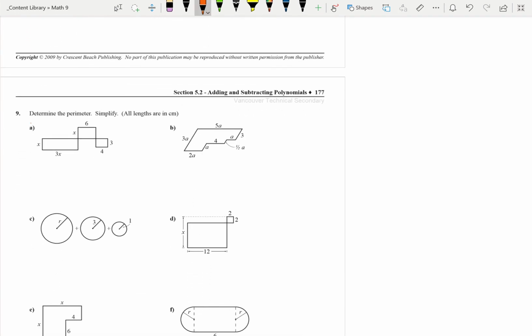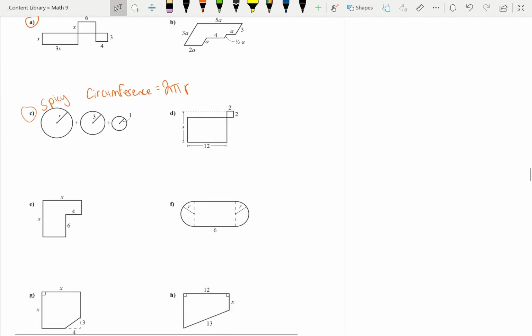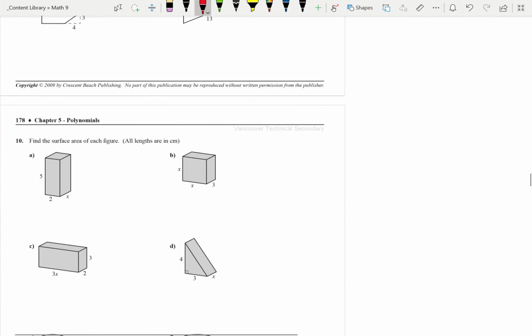9, determine the perimeter. So again, you're just going all the way around, except now it's kind of a bunch of weird, harder shapes. C is another spicy one. So you have to remember that the equation for the perimeter of a circle, we call it the circumference, is equal to 2 pi r. So 2 times pi times the radius. Try E and G. And then lastly, we have our spicy ones.